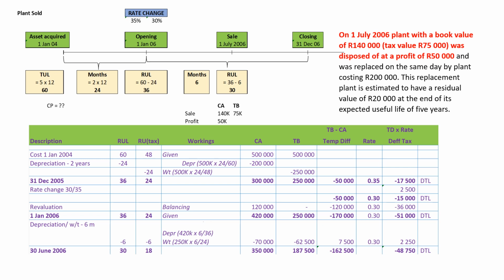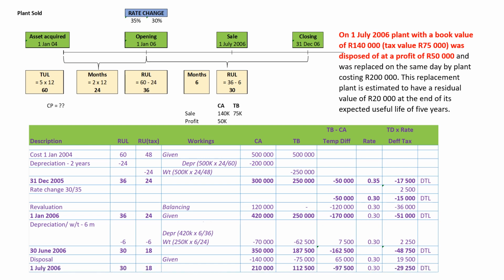Now that we have new balances as at 30th June 06, we now need to account for the disposal. The question simply told us on 1 July, plant with a book value of 140, tax value of 75, was disposed of at a profit of 50,000. So for the purposes of this table, the 50,000 profit is irrelevant, but what is relevant is your carrying amount of 140 and your tax base of 75. It's quite easy and straightforward. You simply subtract 140 from your carrying amount and 75 from your tax base. By now you would know how to get your 65,000 and your 19,500. You then calculate your new subtotals as at 1 July 06 and complete the rest of the table.